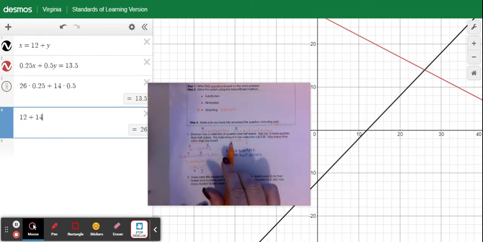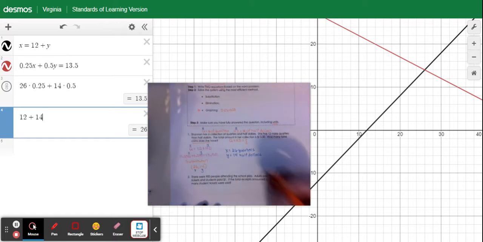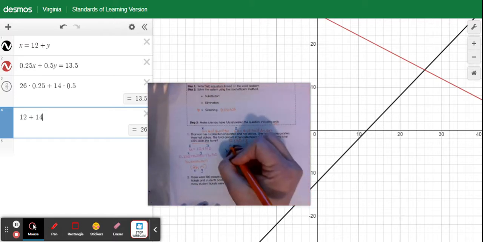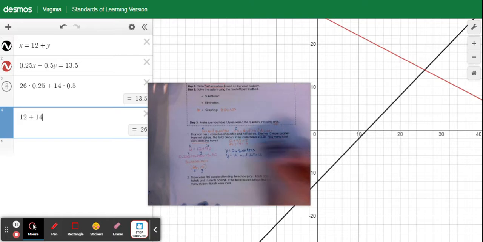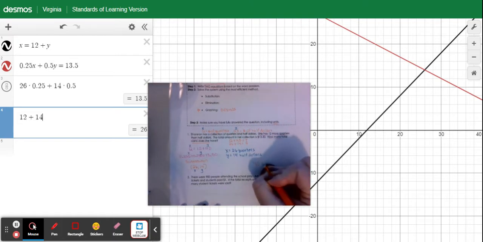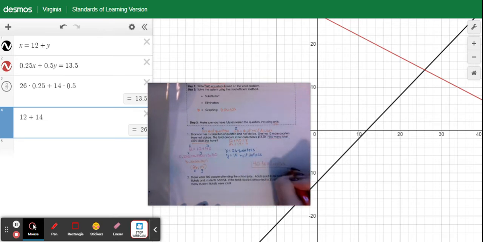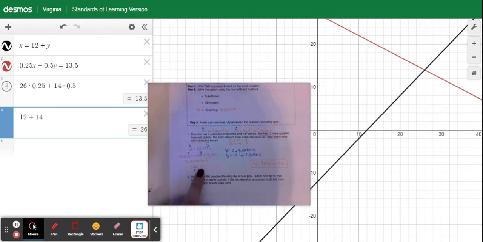Now, of course, what's my question? I want to know the total coins. So that's 26 plus 14, and that equals 40 total coins. So the answer to this system of equations is (26, 14), but the answer to the question I am being asked is 40 total coins.